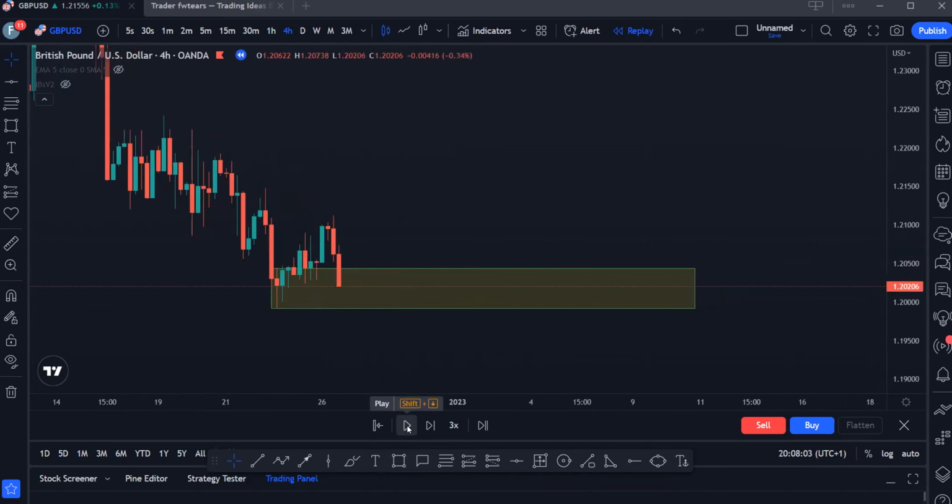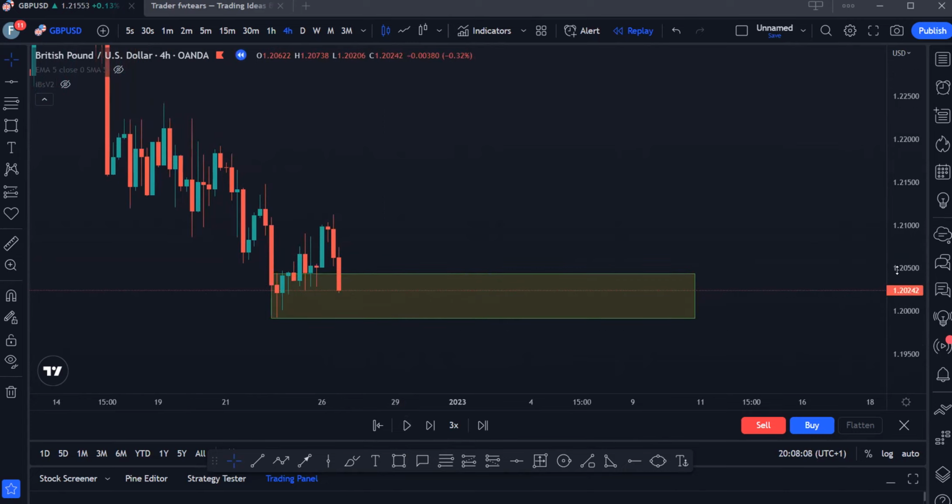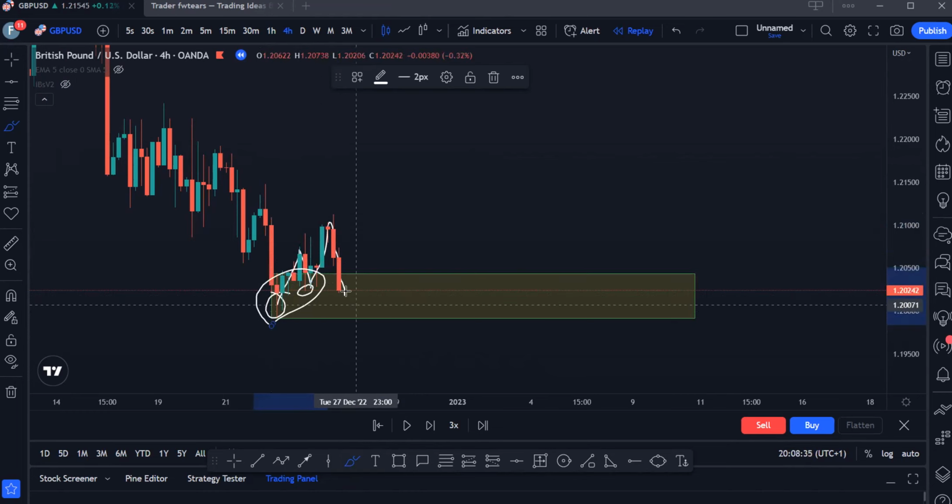Price came back into the zone like so. You can see price came up. So this is the first touch. Price went up, reversed, second touch over here, and then went up. Then we have the retracement now for the third touch. So we've already confirmed that this is a support zone with these 2 touches here.